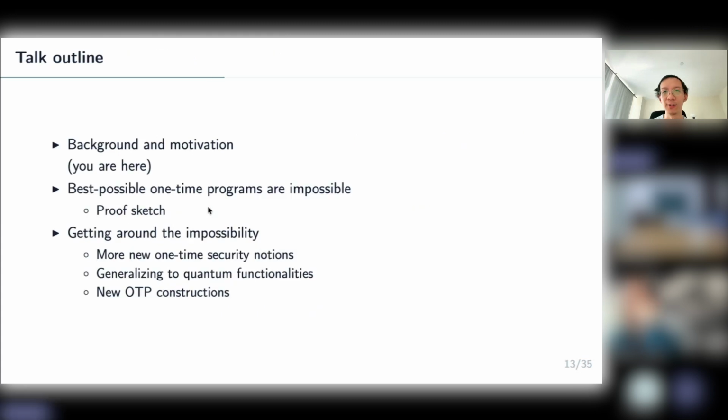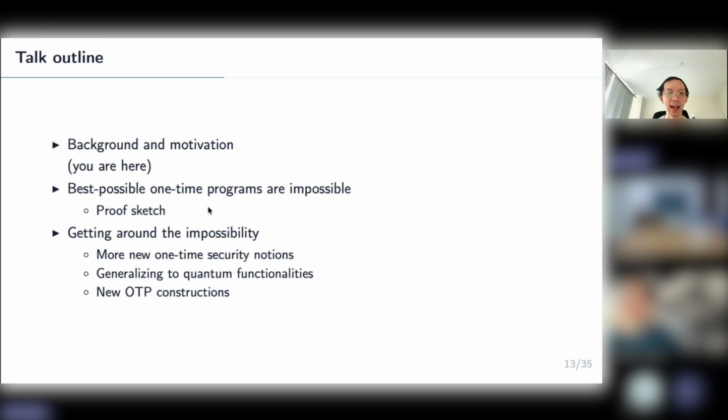Okay, so far I've introduced the background for one-time compilers and the motivation for studying best possible one-time programs. Now I'm going to introduce our results. The results will be twofold. In the first part, I'll show you why best possible one-time programs are impossible, unlike many-time obfuscation. And I will show you a proof sketch for why this is true.